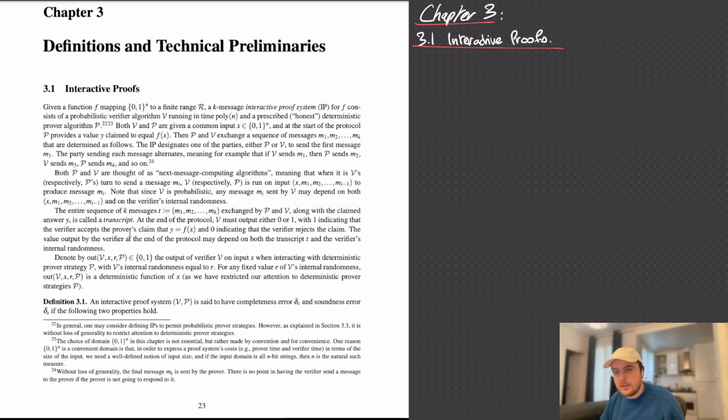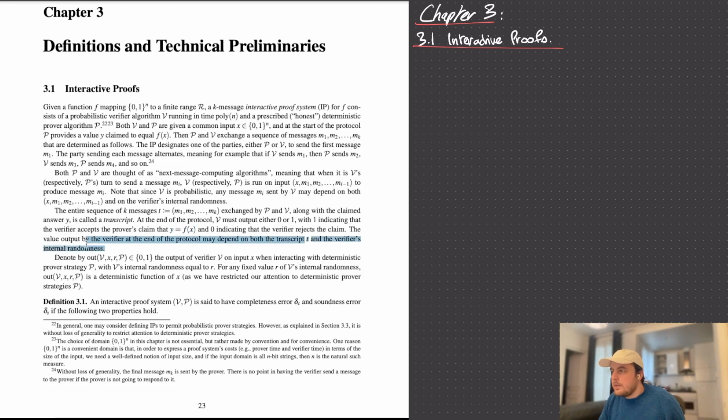So we're gonna read it again afterward, just to make sure. The entire sequence of k messages T, M1, M2, MK exchanged by P and V alongside the claim answer is called a transcript. At the end of the protocol, V must output either 0 or 1, with 1 indicating that the verifier accepts the prover claim that y is equal to f of x, and 0 indicating that he rejects the claim.